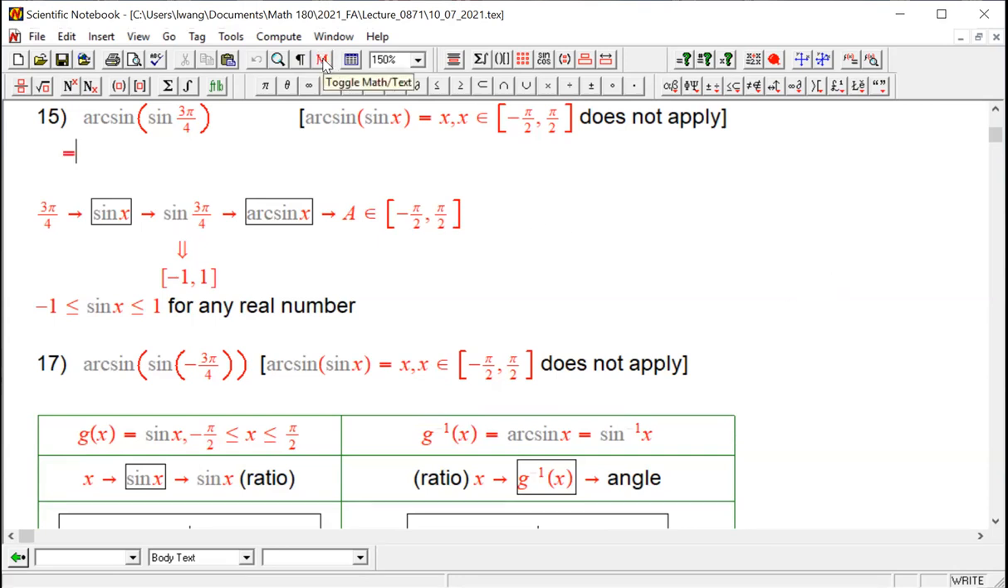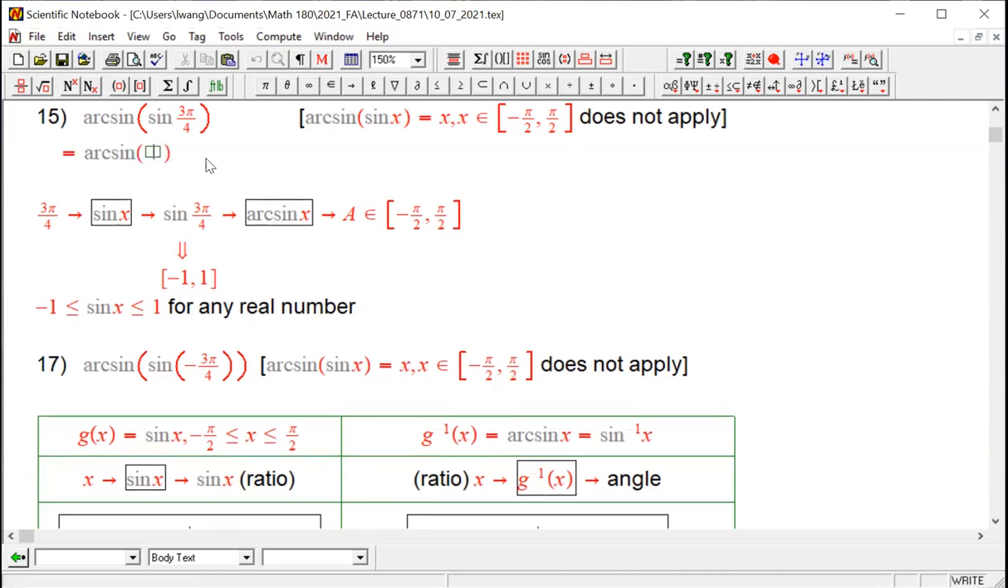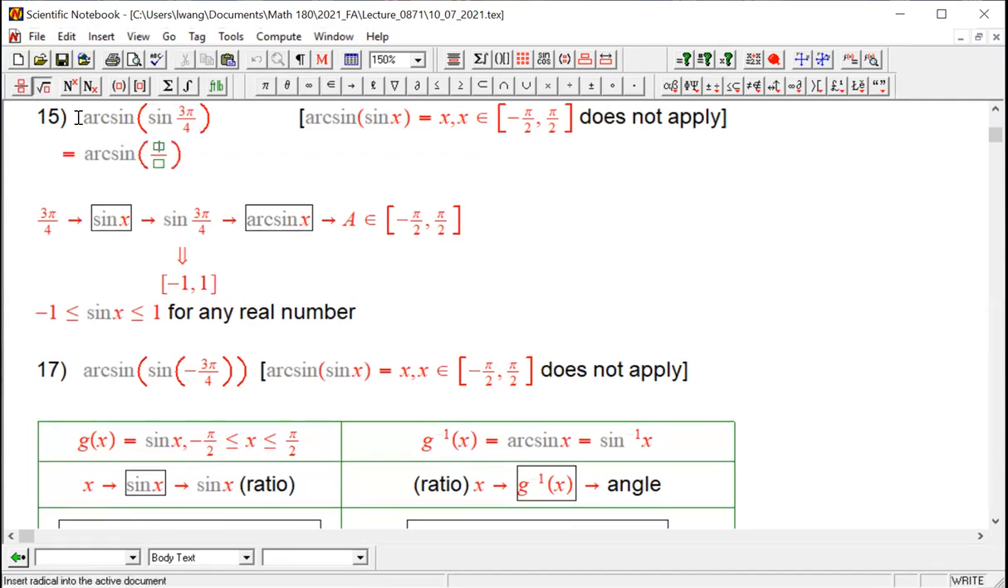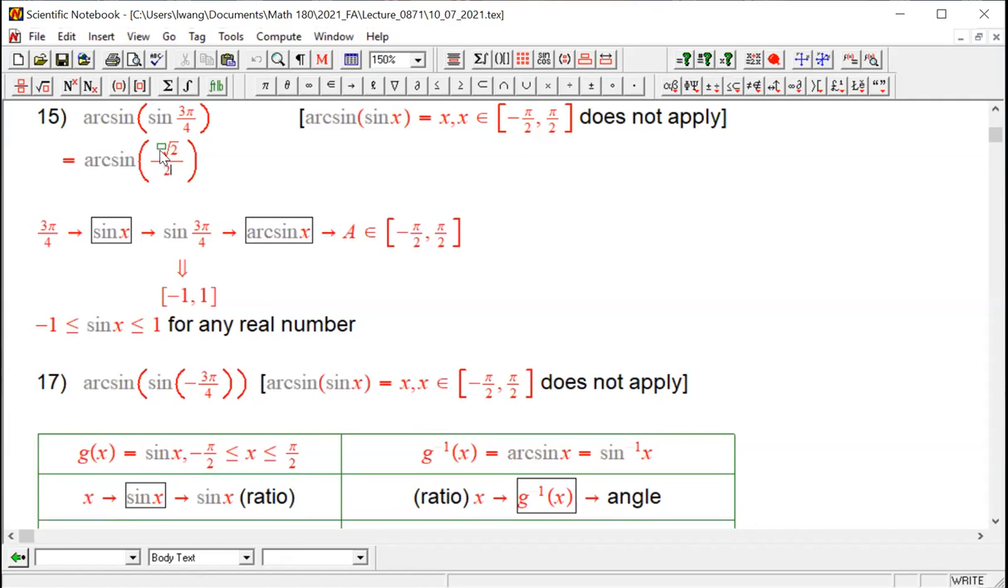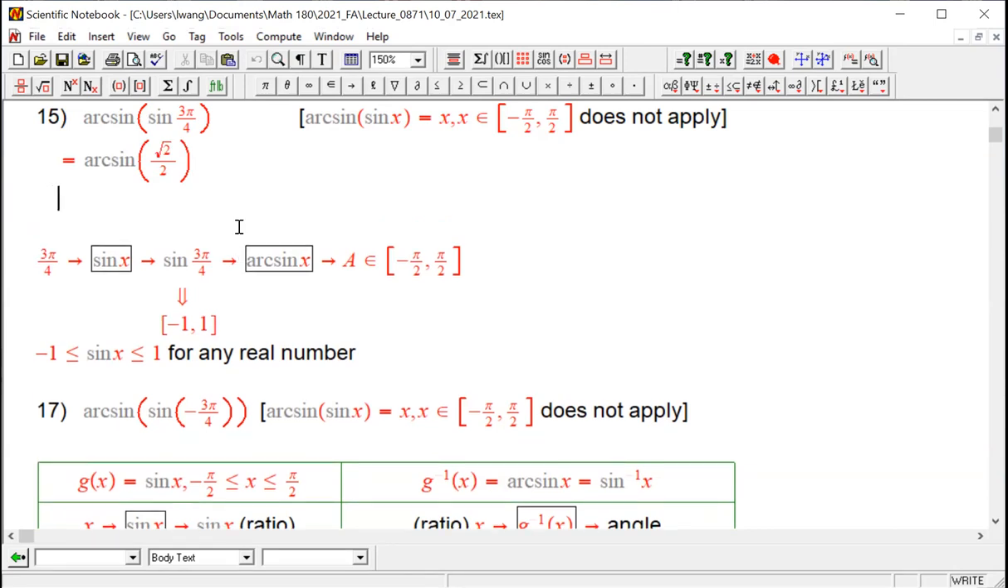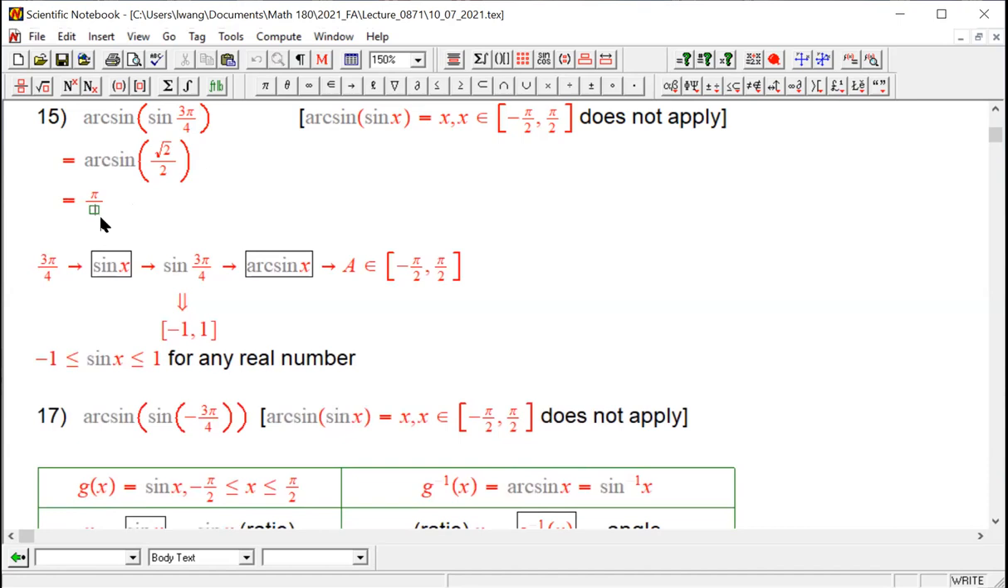When you work it, you work from inside out. Sine 3 pi over 4 is root 2 over 2. And root 2 over 2 is in the domain of ArcSine, that's right. Therefore, what would that be? You think about the no-fly zone, and it's going to be equal to pi over 4.